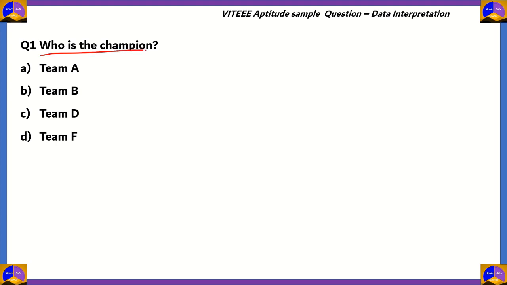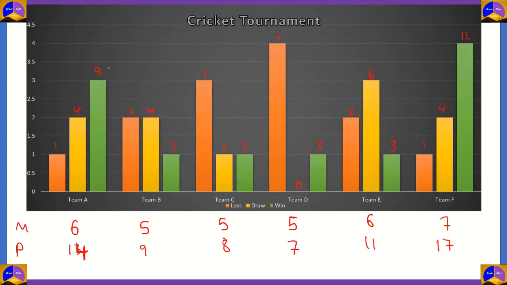Question number 1. Who is the champion? Well, if we were to understand which of these teams is the champion, we can easily find that out by looking at the number of wins. So in order to find out the winner, we need to look at a comprehensive set of quantities and find out which team has the best in all of them.